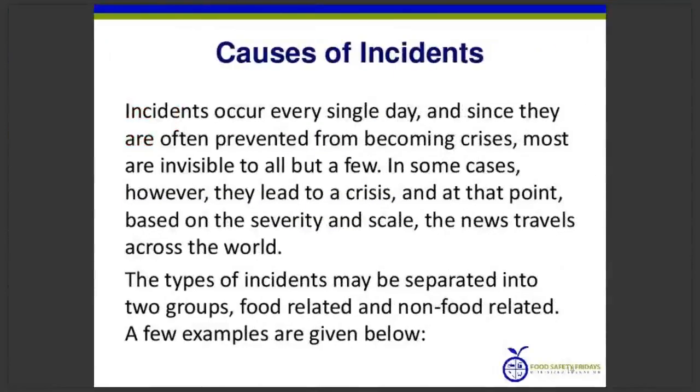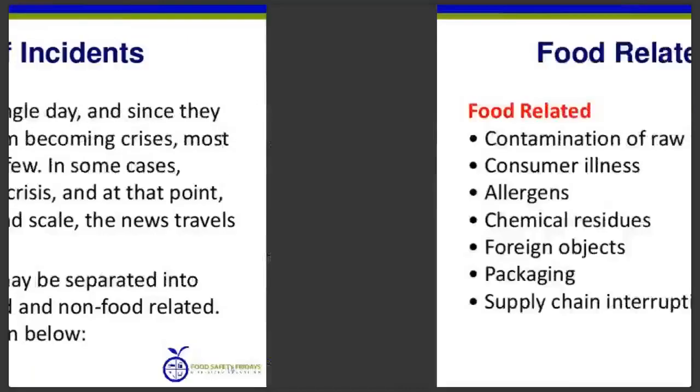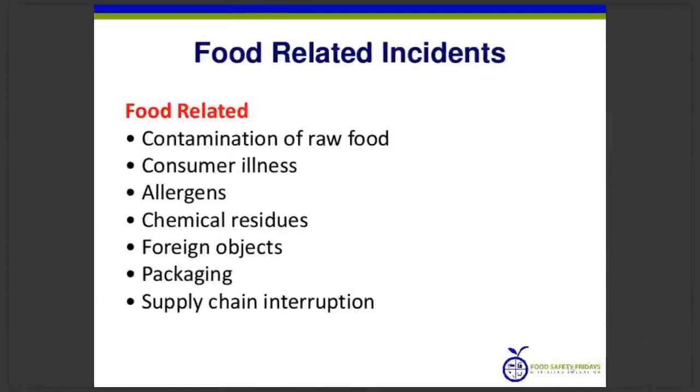Causes of incidents. There are different causes of incidents, and these causes can lead at one point to a crisis, as we described before. So there are two groups or two categories for the types of incident. First is food related, and second is non-food related. For example, food related incidents can be contamination of raw food or raw materials, consumer illness, allergens, chemical residues, foreign objects or foreign matter, packaging issues, supply chain interruption.